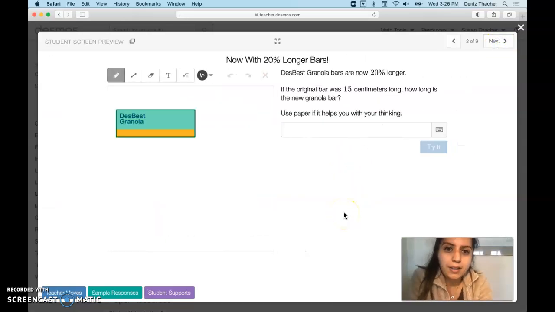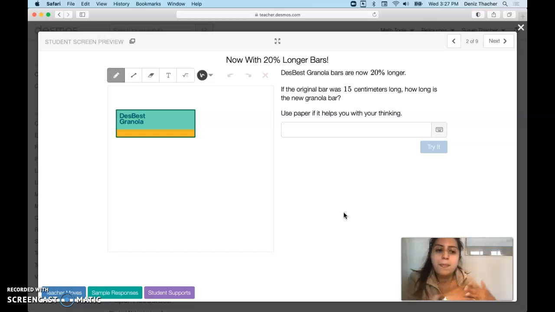On to our next slide. So now with 20% longer bars. So Des Best granola bars are now 20% longer. If the original bar was 15 centimeters long, how long is the new granola bar? Use paper if it helps with your thinking.